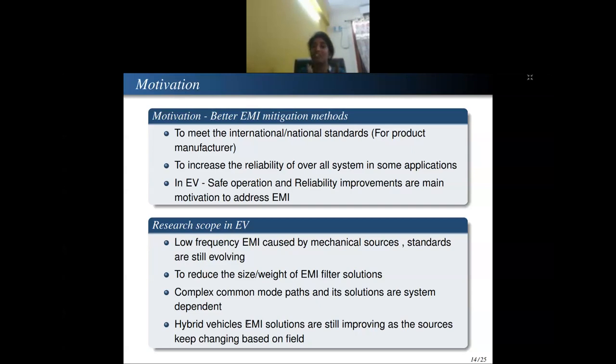So if you look at the converter alone, you have to meet the reduction of parasitic inductances, and you have to reduce the parasitic capacitive paths by laying out the proper grounding inside the product. This is when you manufacture.